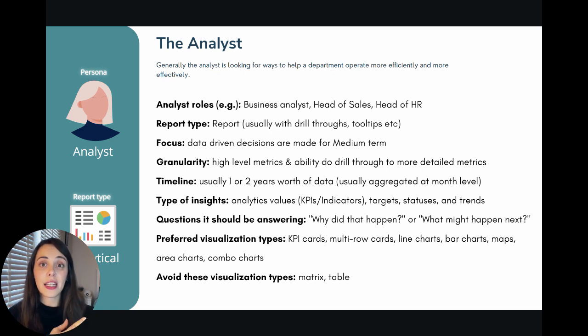preferred visualization types for this kind of persona, the analysts, are KPI cards, multi-row cards, line charts, bar charts, maps, and combo charts. So you will usually use a broader range of visualization types than you would with the executive type of persona. However, you would still avoid visualization types that go into a lot of granularity, like matrices and tables. So let's look at the example now.